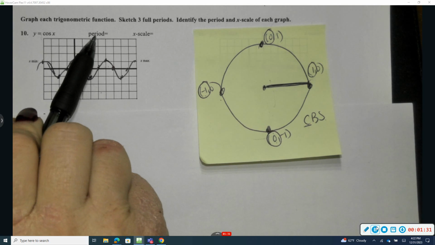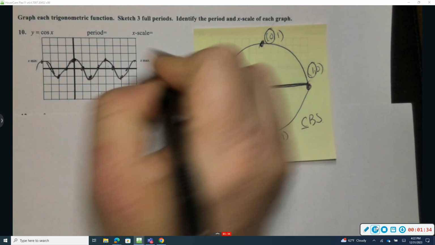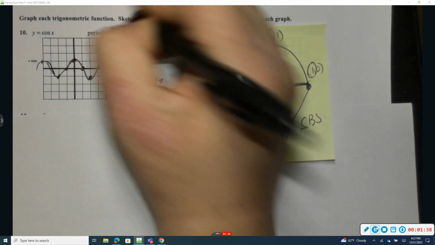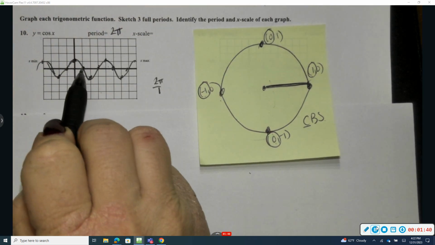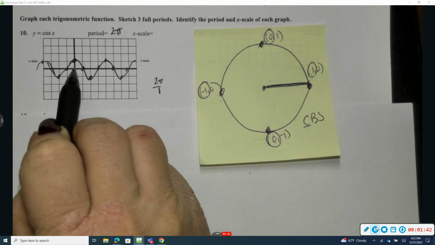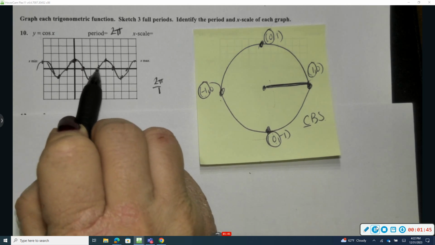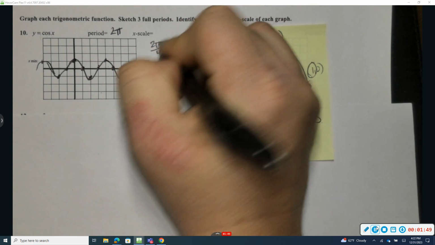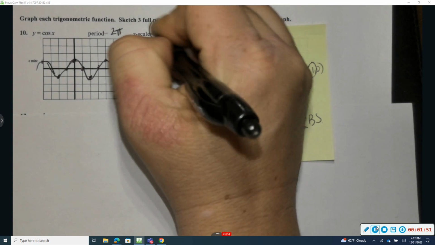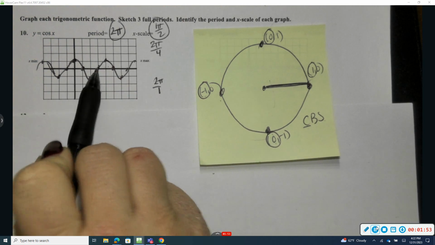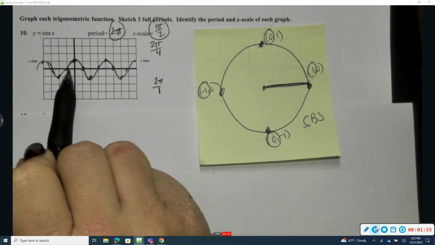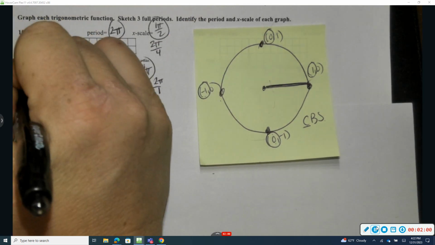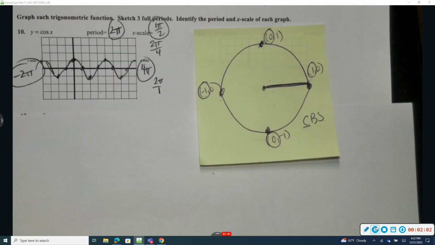Now let's talk about the length of the period. I'm going to take 2 pi and divide it by the number in front of the x, which is a 1. 2 pi divided by 1 is 2 pi. The x scale, or the length on the horizontal axis for each of the steps, so step 1, 2, 3, and 4, is you're going to take this value and divide it by 4. When I divide it by 4, it reduces to pi over 2. So this would be 2 cycles. Each cycle is a length of 2 pi. So 2 pi and 2 pi is 4 pi, and then 2 pi to the left. Since we're moving to the left, it is a negative 2 pi.